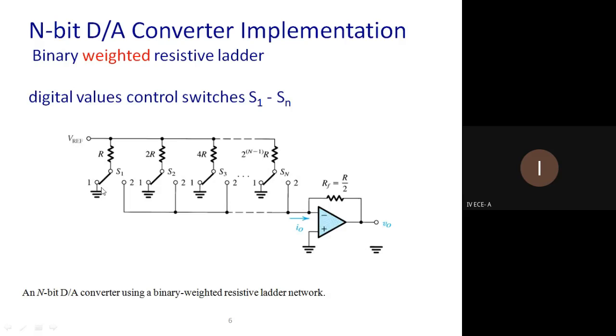Here S1, S2, S3 and Sn are the switches. Position 1 means ground, 0 signal. Position 2 means logic high: the reference signal is connected to the inverting terminal. Similarly for S2, S3 and Sn.